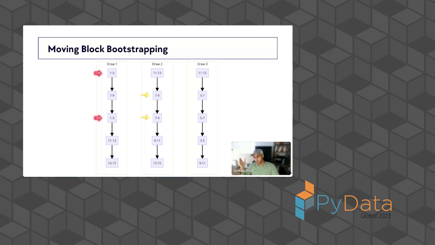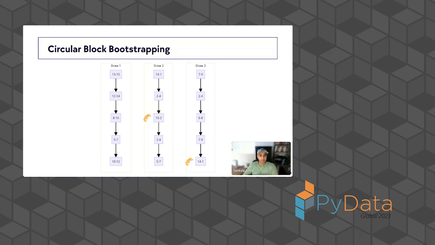So in draw 1, you'll see blocks consisting of indices 1 to 3 are repeated. This is similar to the repetition I showed earlier. Similarly, in draw 2, blocks 7 through 9 are repeated. Moving block bootstrapping is used for time series data where blocks are resampled to maintain dependency structure within the blocks. It's specifically useful when data has dependencies that need to be preserved, and I would not recommend this when the data does not have any significant dependencies.